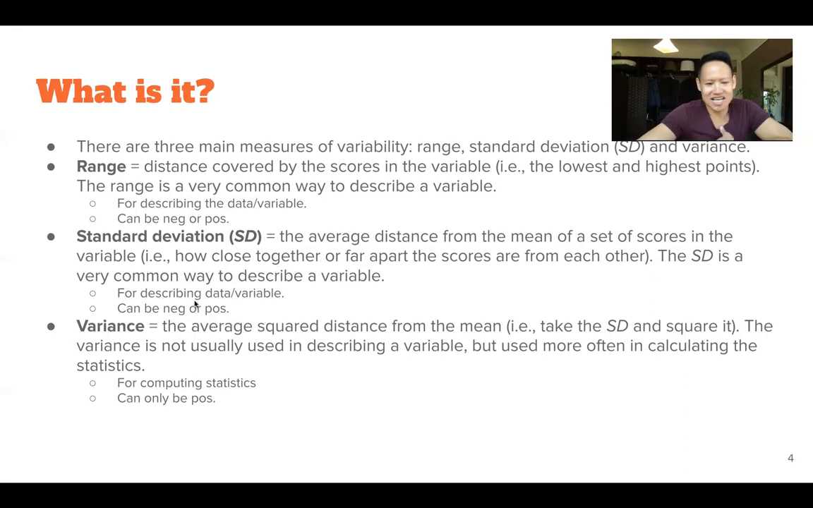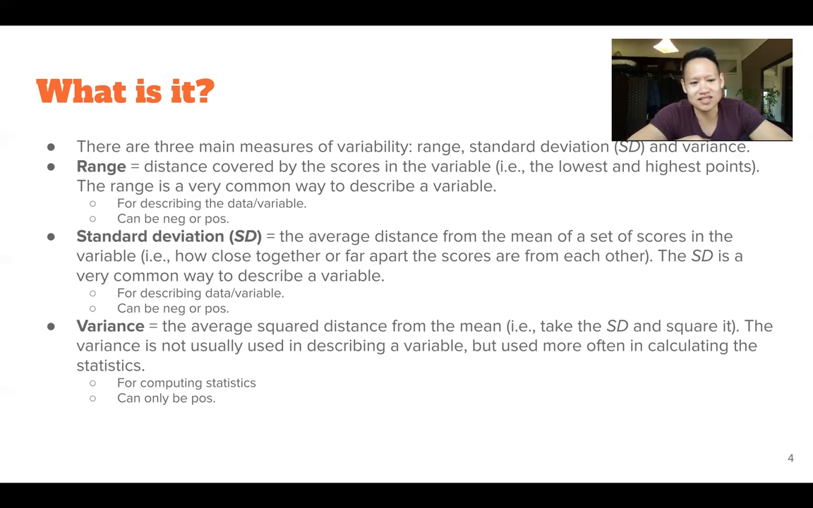So standard deviation is not common to use in computations. It's usually used to describe the variable. The variance is more computation friendly. The variance is the average squared distance from the mean. Basically, you just take the standard deviation and square it, and then you have the variance. The reason we use it more often in computing statistics is because it's a positive number. Standard deviation can be negative or positive, but the variance is always positive.